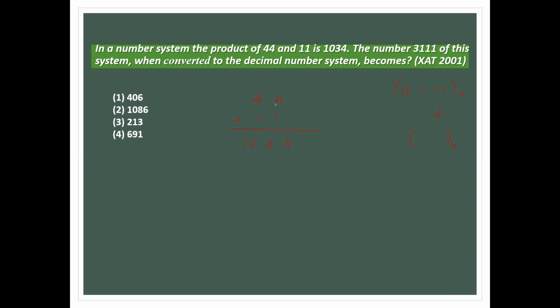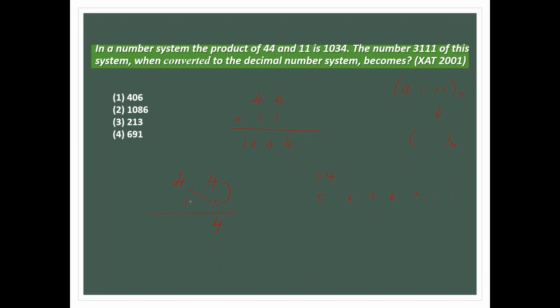When I'm doing this manually, in the multiplication of 44 and 11, 1 into 4 will give you a 4 here. So 4 is coming as it is. That means the base definitely has to be greater than 4. The base cannot be 4. It can be 5, 6, 7, 8, 9, whatever it is.